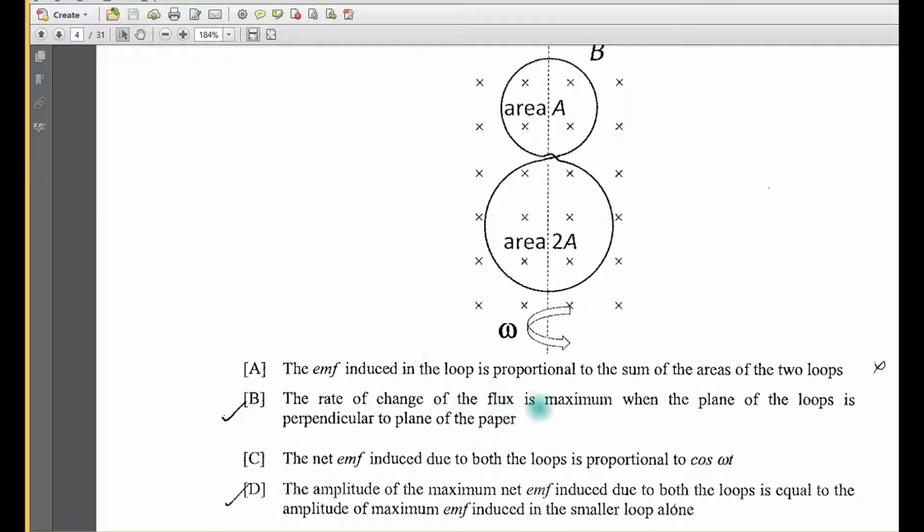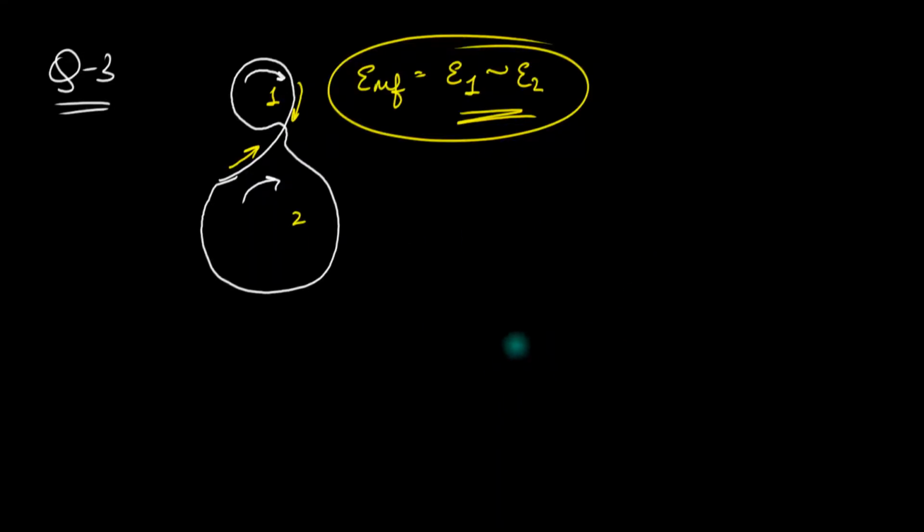The rate of change of flux is maximum when the plane of the loops is perpendicular to the plane of the paper. I think that's a pretty standard solution. That's right. And the reason it's right is this. Look, right now the flux is maximum.